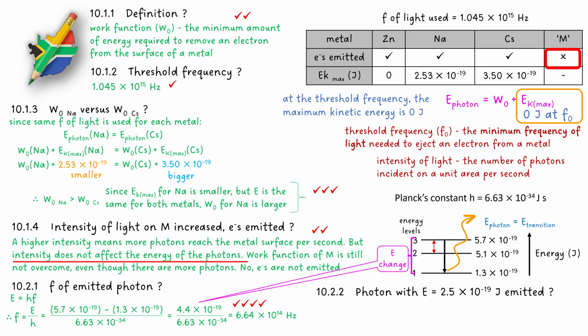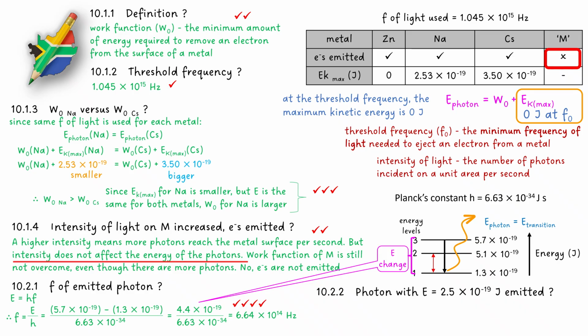Then a transition between energy levels 3 and 2 would have an energy equal to the difference in the energies of these two levels, and that difference is not equal to 2.5 times 10 to the minus 19 joules. We haven't shown that calculation here, but you could subtract 5.7 times 10 to the minus 19 minus 5.1 times 10 to the minus 19, and we will not get 2.5 times 10 to the minus 19.